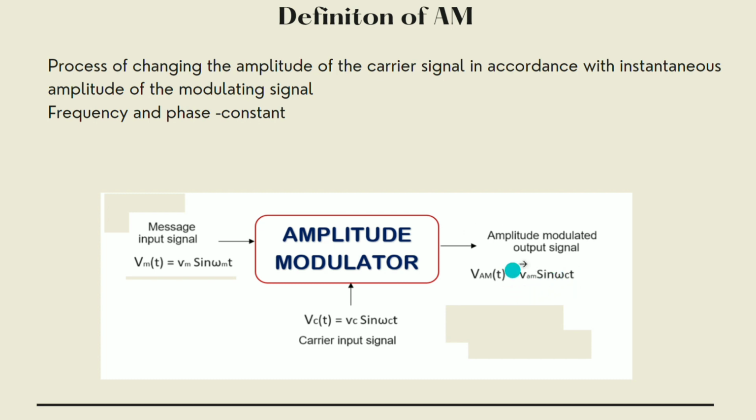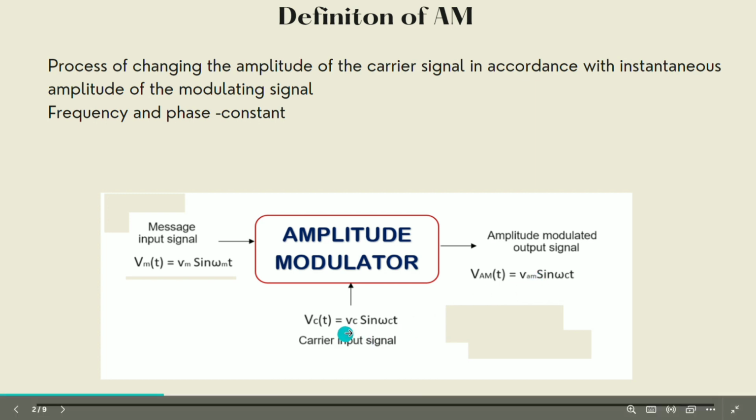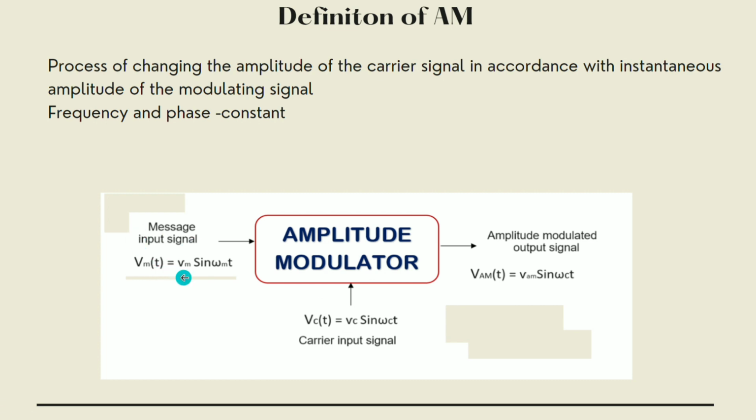Therefore, where can we find the change? The change is in the amplitude of the carrier signal. The amplitude of the carrier signal is going to be varied with respect to the message. That can be represented as small VAM, the amplitude of the AM wave. So I have written this as VAM of t is equal to small VAM sine omega ct, which may be the output representation of the amplitude modulated wave.